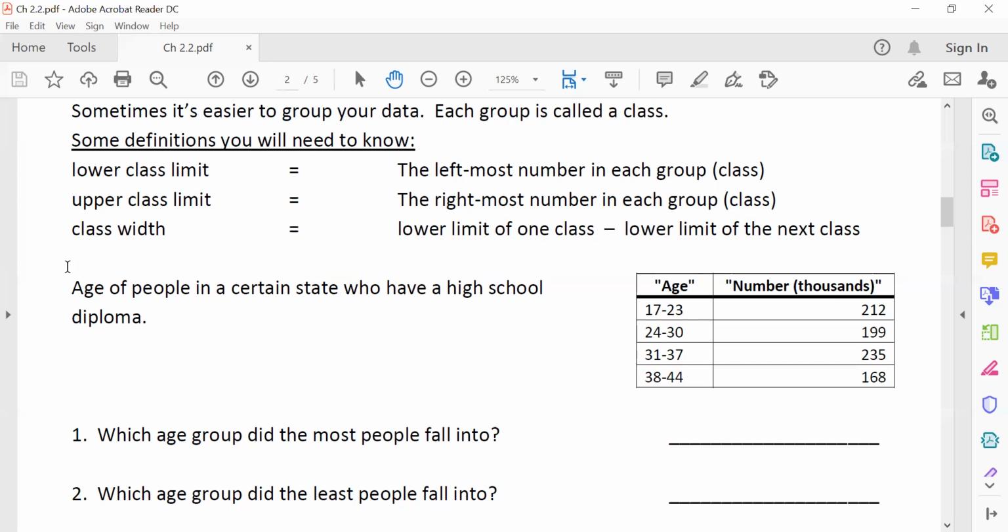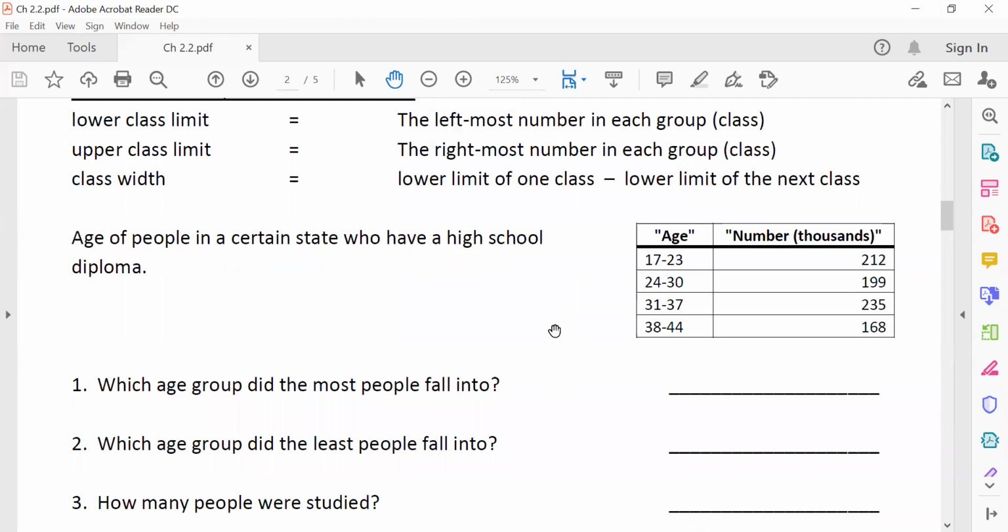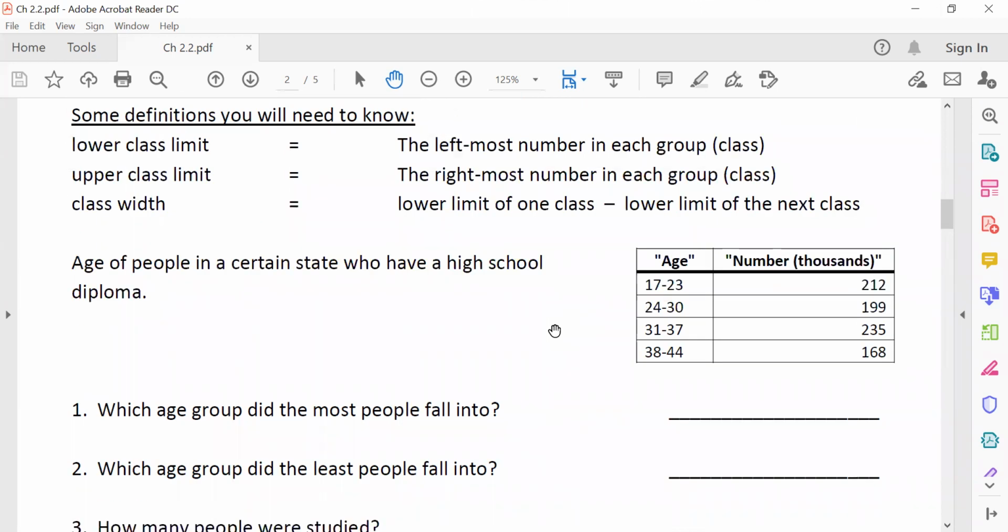Now the class width, the size of each class, how many different numbers it encompasses. It's not the upper limit minus the lower limit of a given class. It's actually the difference between the lower limits of succeeding classes. So the class width of this data is going to be 24 minus 17, which is 7. The class width is going to be 7. We'll answer that question in just a moment.